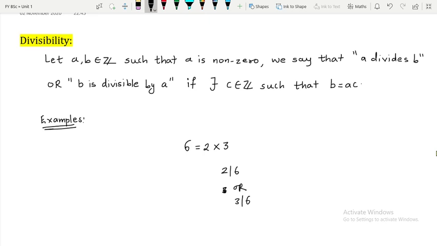Because this 6 is a multiple of 3, you can see, because it can be written as 3 multiplied by some integer. So therefore 3 divides 6. Now observe this notation carefully. It is a line that is exactly vertical, as you can observe. It is not horizontal. So don't try to change the direction of the line. Don't write it like this, isn't it?